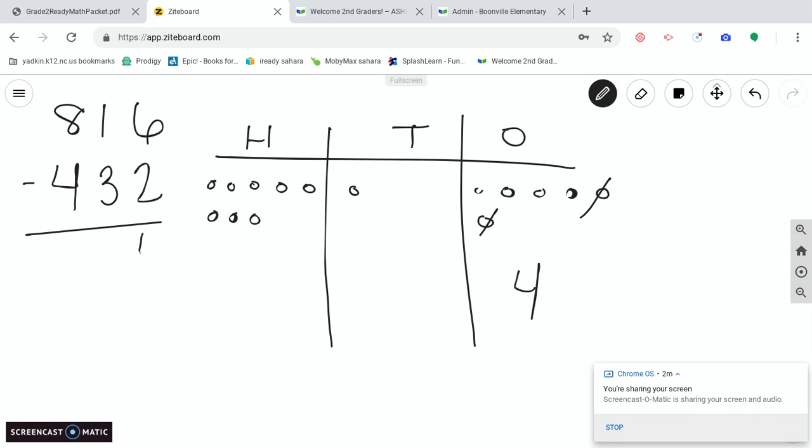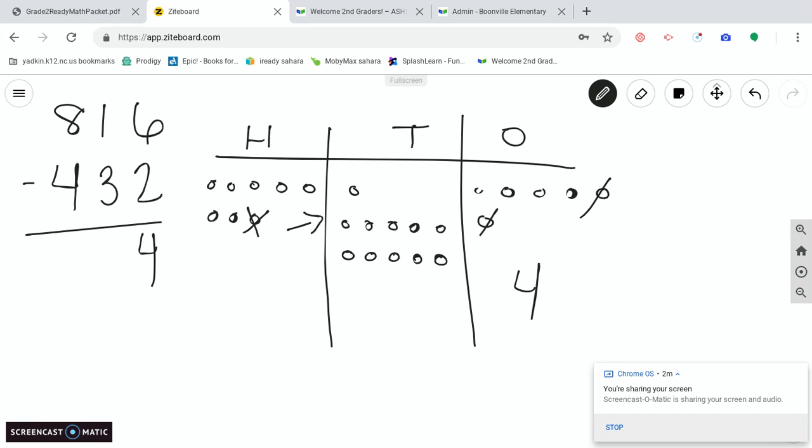All right, tens. We have 1 ten and we need to take away 3. Well, that's not possible because there's only 1. So where can I find more tens? There are tens in 100. So let's move 100 over. Okay, how many tens are in 100? 10, 20, 30, 40, 50, 60, 70, 80, 90, 100. There are 10 tens in 100.